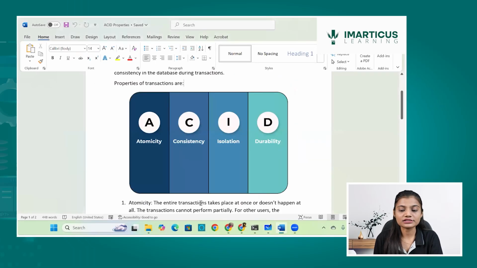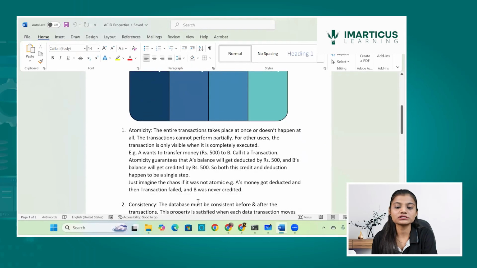So A in atomicity stands for this. The entire transaction takes place at once or doesn't happen at all. As I've said, either all or none. The transaction cannot perform partially, which means you cannot say your half transaction is done and half is pending. No, there is no partial transaction process. For other users, the transaction is only visible when it is completed.